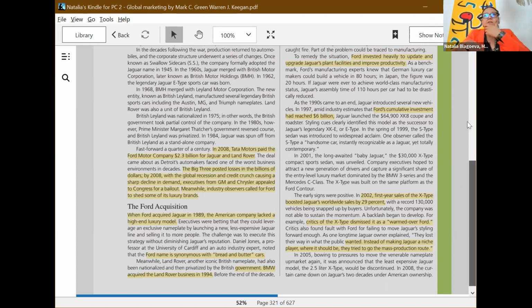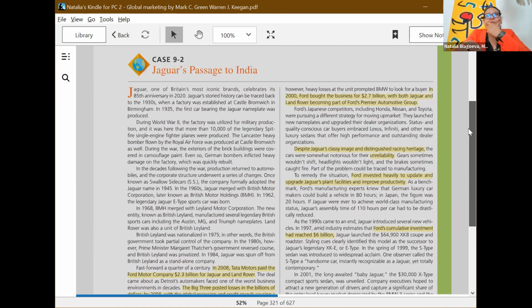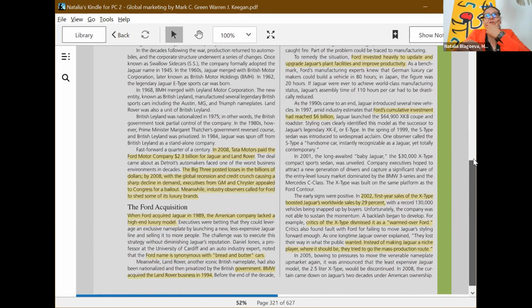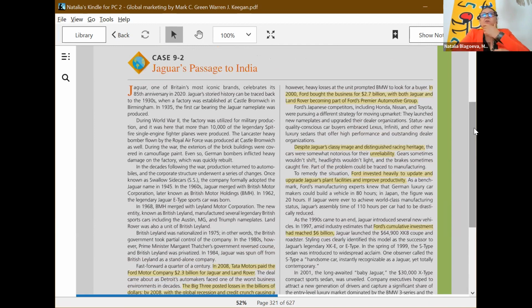Ford, however, had very big ambitions. Actually, a little later, they also bought Land Rover. So they acquired both Jaguar and Land Rover. And they had a really big plan for investing.